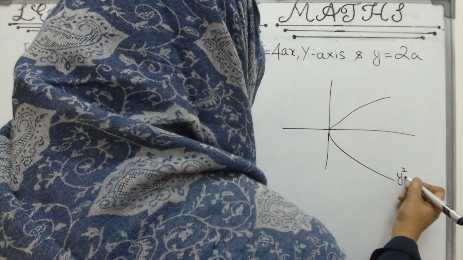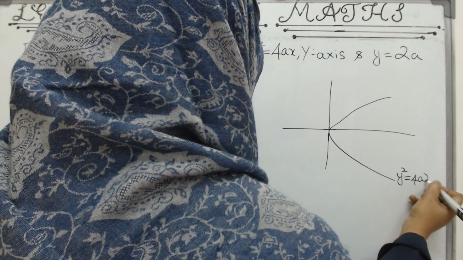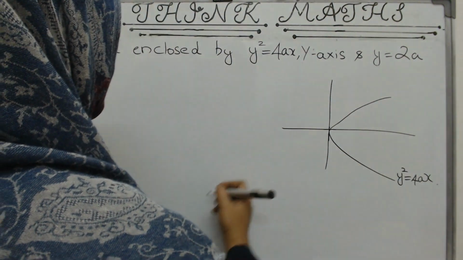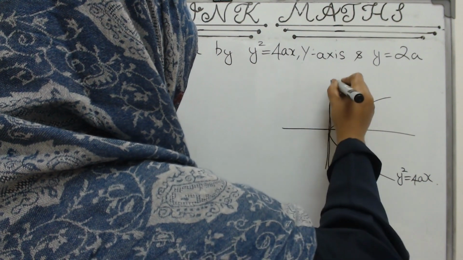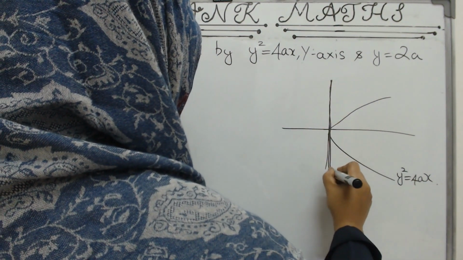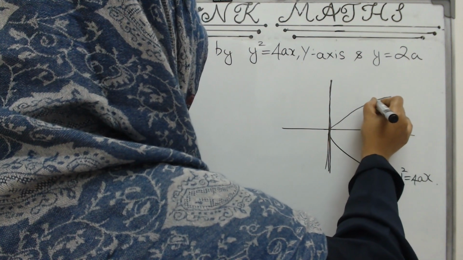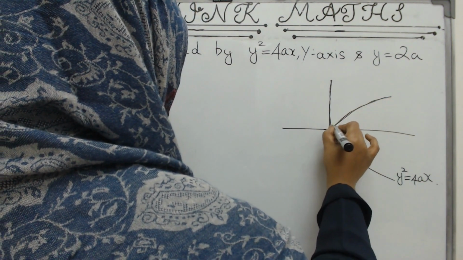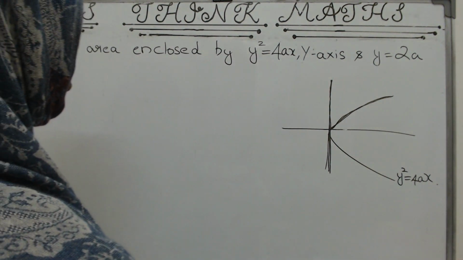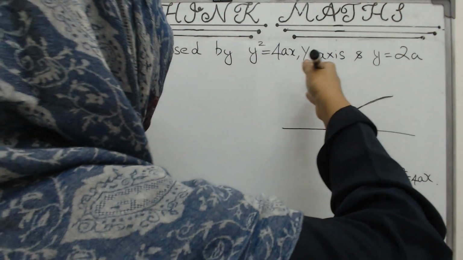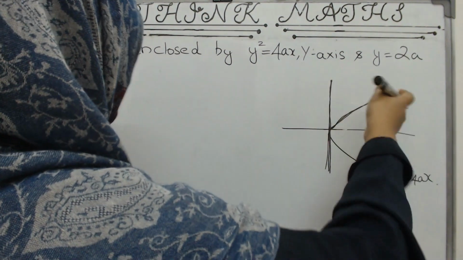Its equation is given by y square is equal to 4ax. And where is the y-axis? This is your y-axis. So we have got a curve. We have got a coordinate axis. But then what about this third line? Where does this y is equal to 2a come in? What if it does not even meet the parabola? Then what are we talking about?